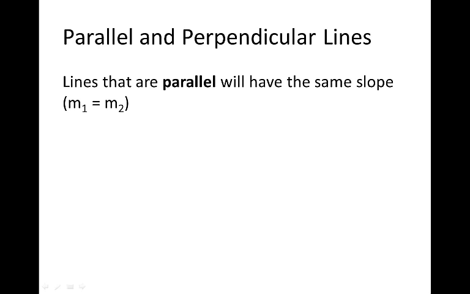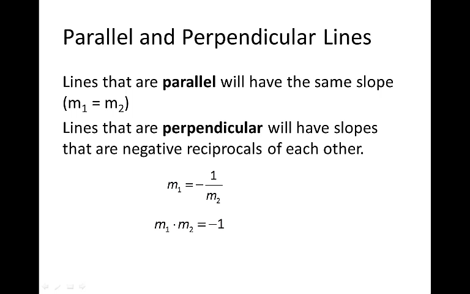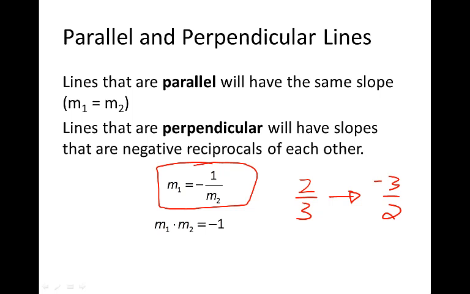Okay, real quick, we'll look at parallel and perpendicular lines. So lines that are parallel, hopefully this is obvious, have the same slope. Lines that are perpendicular, this is not as obvious. The slopes are called negative reciprocals of each other. We usually use this first one right here. So for instance, if two lines are perpendicular and one of them had a slope of 2/3, what would the line that's perpendicular have a slope of? Good, -3/2. I flip it and change the sign.